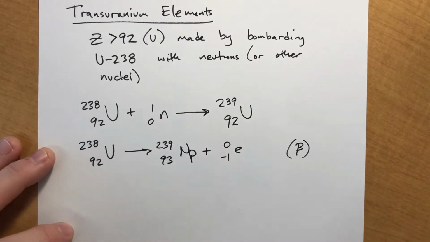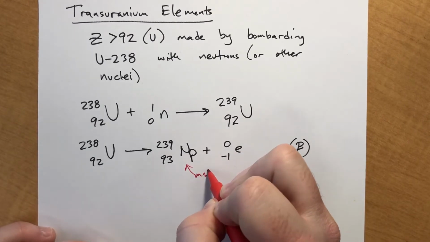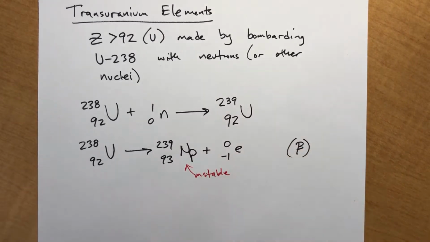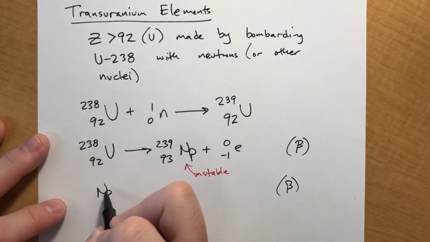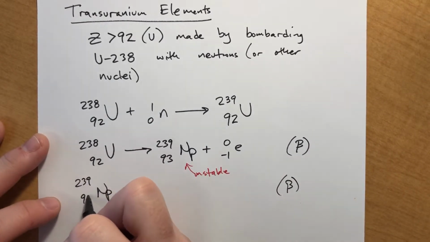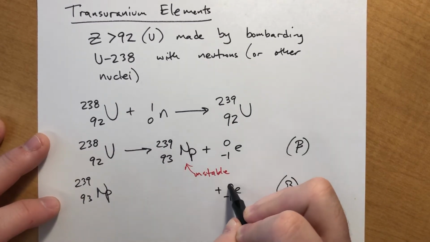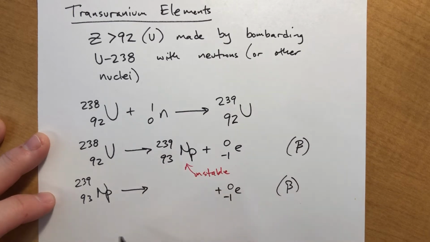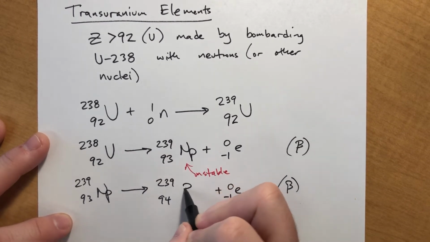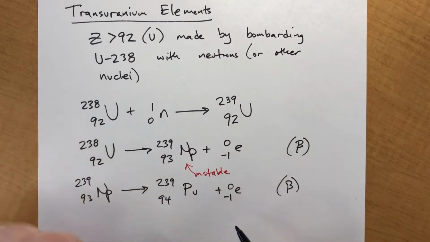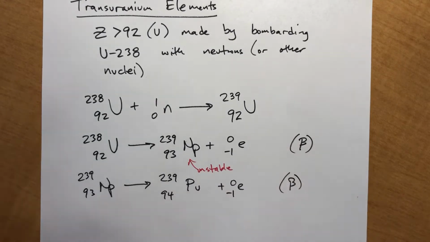Well, it turns out that this thing is super unstable. And it'll also undergo a beta particle emission. And what we form now is this becomes 94. And this is 239, which is plutonium. Plutonium is unstable also, but it's way more stable than neptunium. We'll talk about stability here in a second.